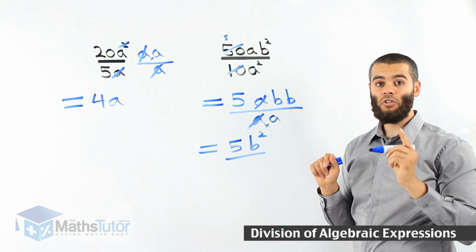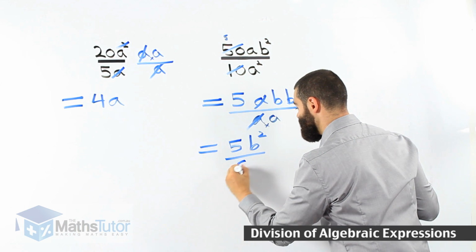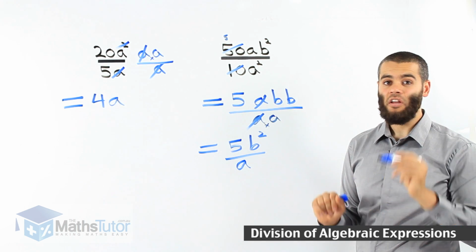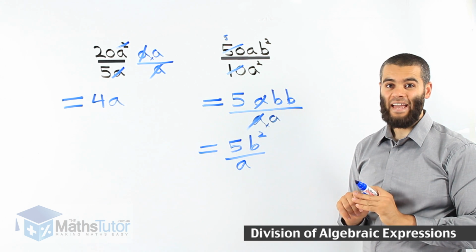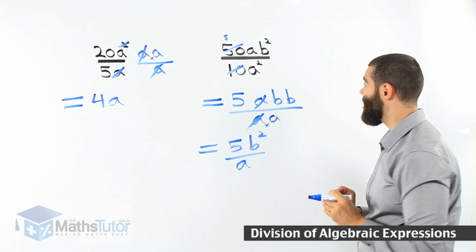And down the bottom, what do you notice? We still have an a on the bottom, so we have to write it as a fraction. So 5b over a. Let's go through it one more time.